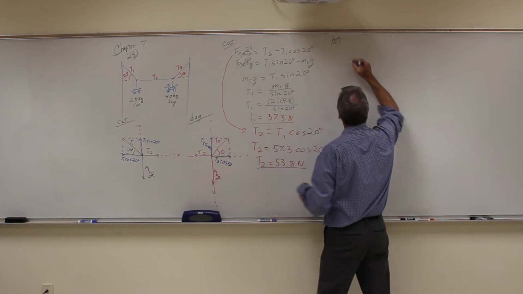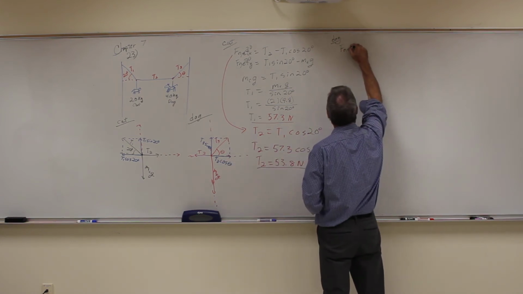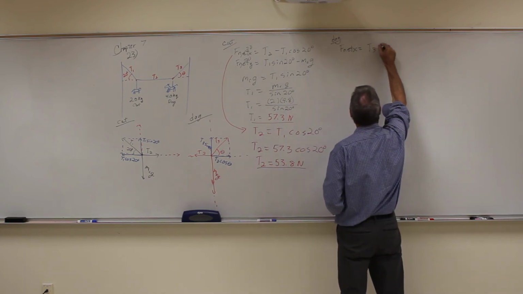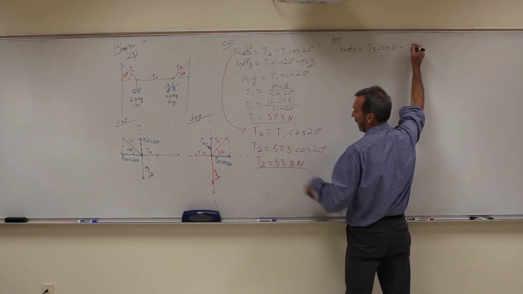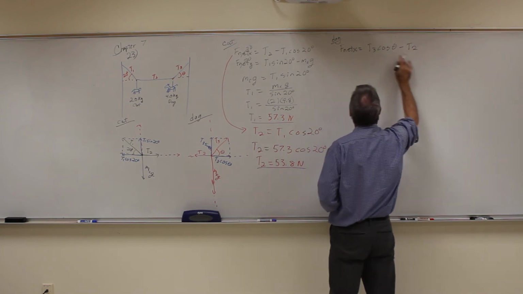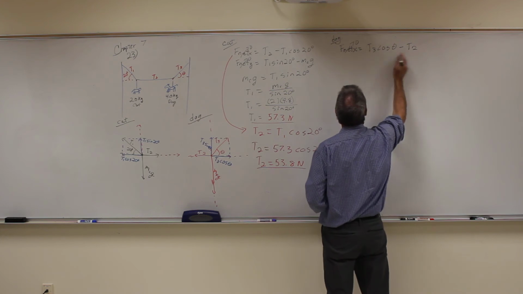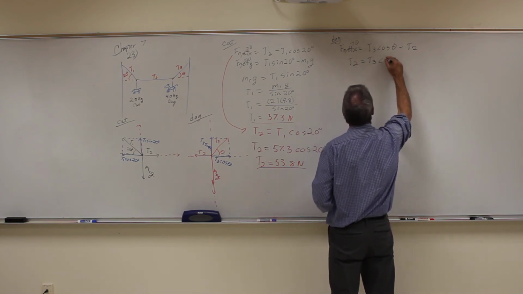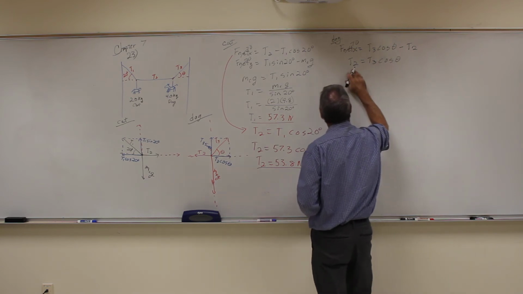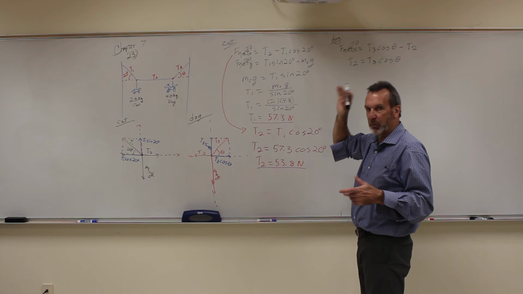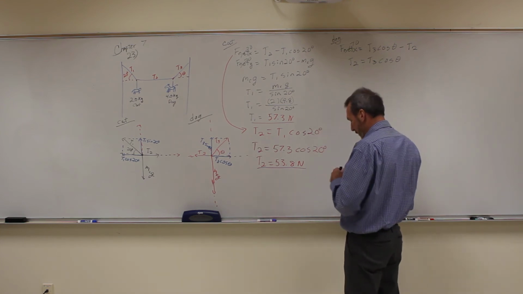So for the dog, I'm going to do f net x. And f net x is equal to T3 cosine theta minus T2. And now this is equal to 0. I can set this over here and say, oh, well, T2 is equal to T3 cosine theta. But I still can't solve that. Even though I know T2, I don't know T3 and I don't know theta. So I have two unknowns still, so I'm kind of stuck there.